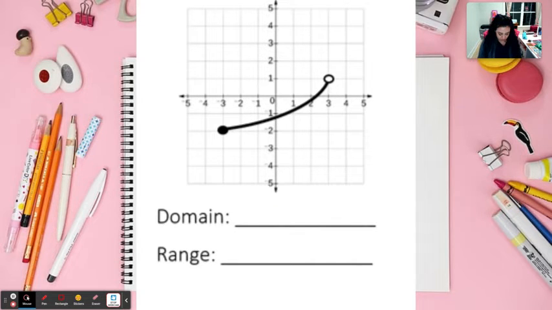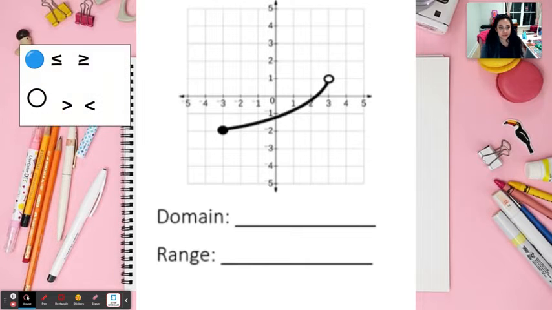And try the next series of domain and range questions on your own. I'm going to give you a few hints before you begin. First, remember that in a closed circle, you're using the symbols less than or equal to, greater than or equal to. In an open circle, you're using greater than or less than. If you need to, write this note on your paper so you don't forget.